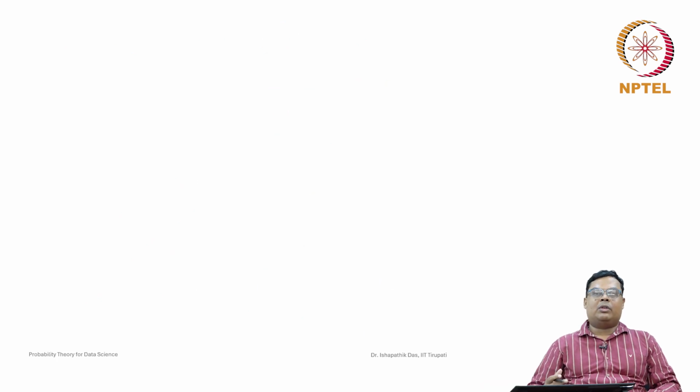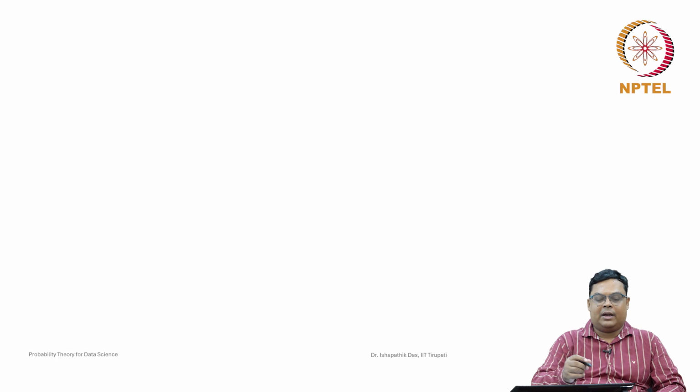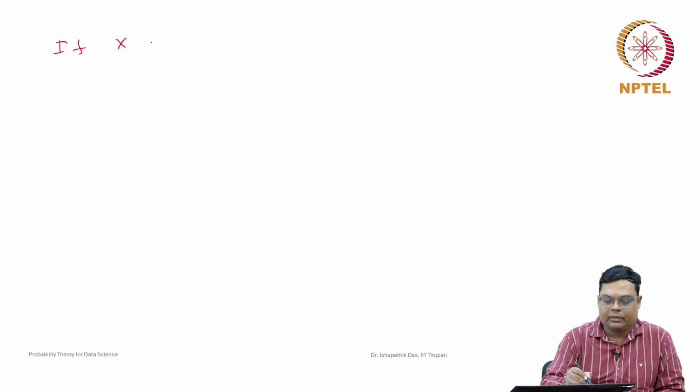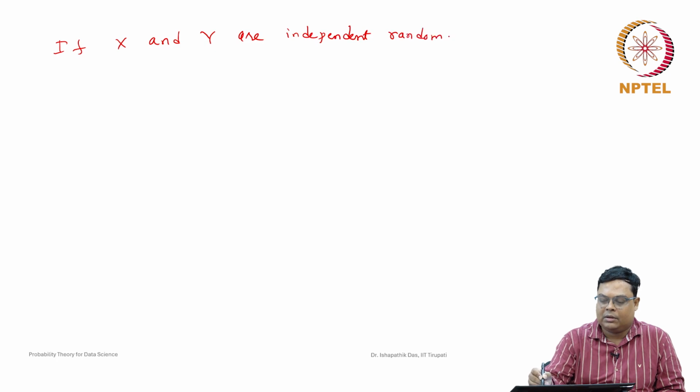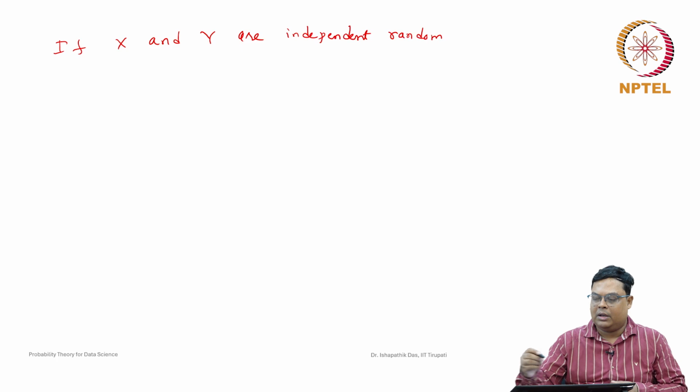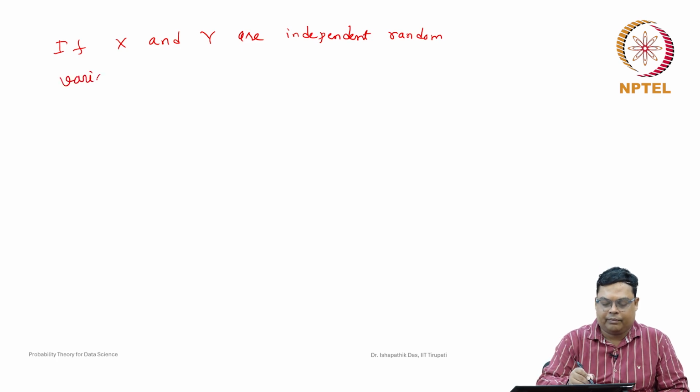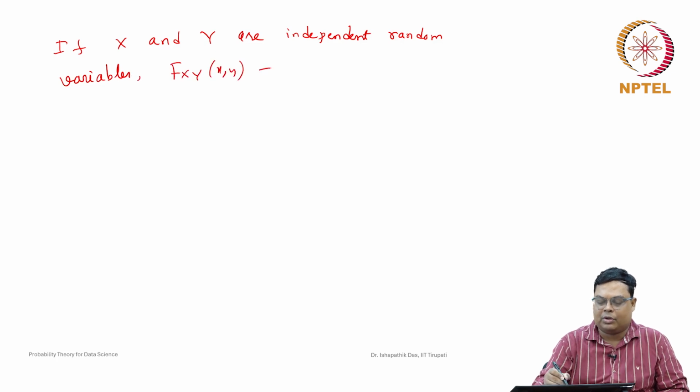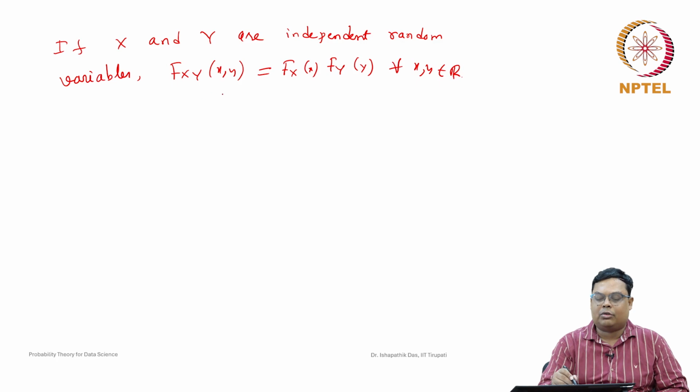Now, we know that whenever X and Y are independent random variables, then the joint cumulative distribution function is equal to F_X(x) times F_Y(y) for all x, y belonging to the real numbers. So, we know that if X and Y are independent random variables, then F_{X,Y}(x, y) is equal to F_X(x) times F_Y(y) for all x, y in R.